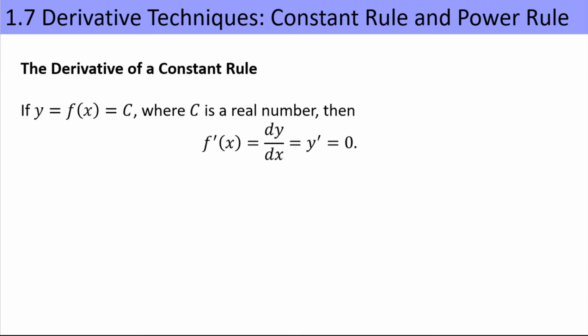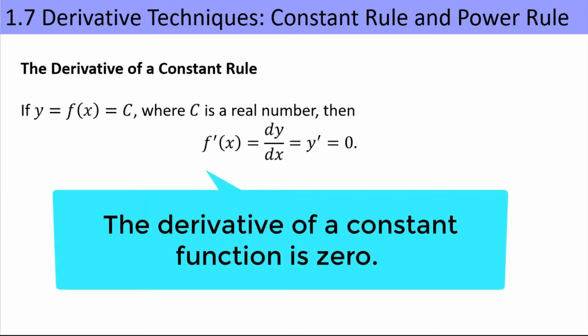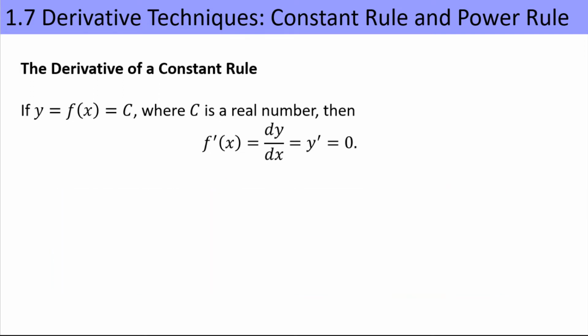The derivative of a constant rule. If y equals f of x equals c, where c is a real number, then f prime of x, which is dy dx, which is y prime, is equal to 0. That is, the derivative of a constant is 0. This should be the first rule on the list of derivatives you are making to memorize.